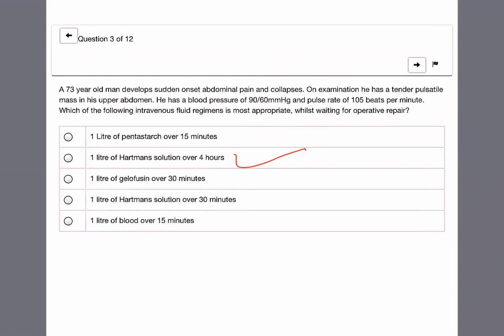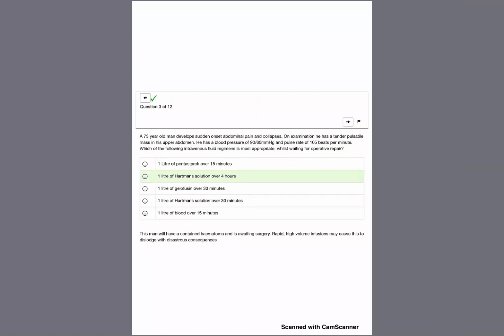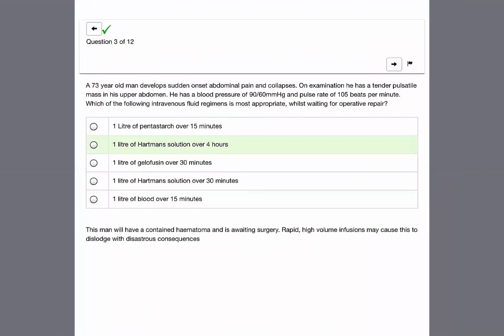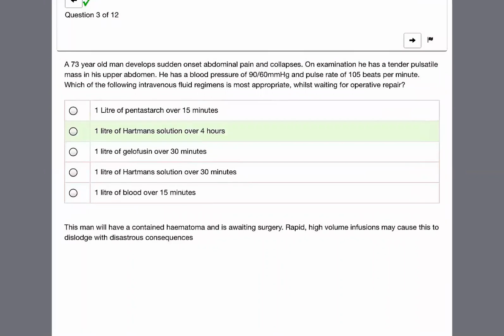Except in this patient, you can't do this. You have to give it over 4 hours. You don't want to expand the circulation so fast, so as not to dislodge any thrombus or cause any rupture or hemorrhage through the dissection. Okay, so this is an exception for the resuscitation.